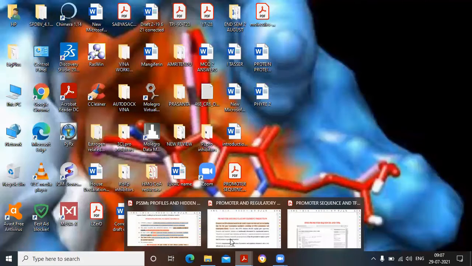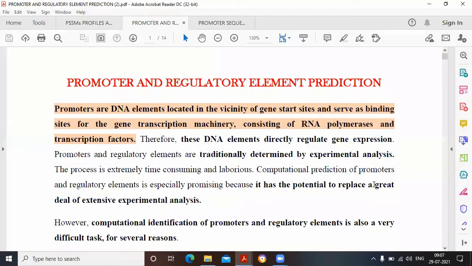So today's discussion will be basically on how to predict the different types of promoter sequence with respect to any gene, and how to find out, along with the promoter, the different regulatory element sequences. As all of you know, when a protein is expressed, we require the mRNA, and the mRNA is produced from the DNA itself, a process called transcription.